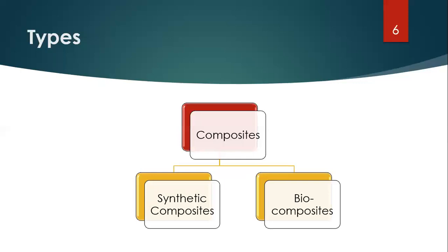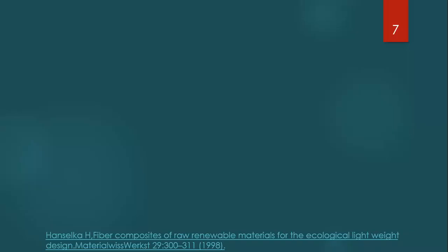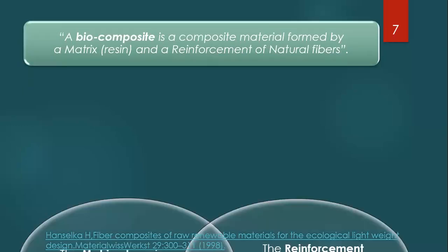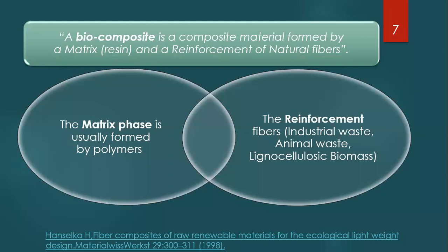In biocomposites we use natural fibers. It may be industrial waste, plants, agriculture waste, lignocellulosic biomass, etc. So we are focusing now on biocomposites. As I told you, a biocomposite is a composite material formed by a matrix and reinforced by natural fiber. The matrix is usually formed by polymer, and the reinforcement fiber may be industrial waste, animal waste, or lignocellulosic biomass.